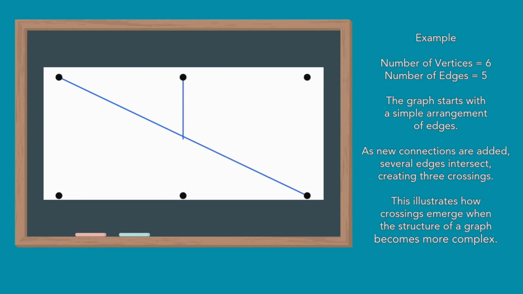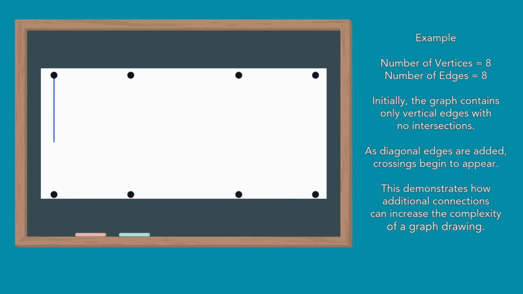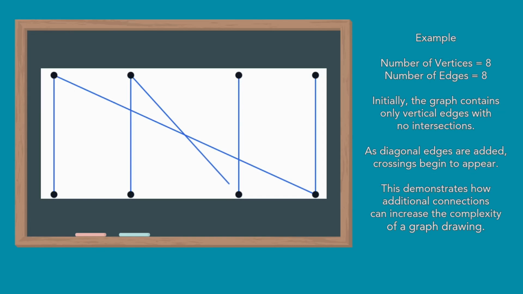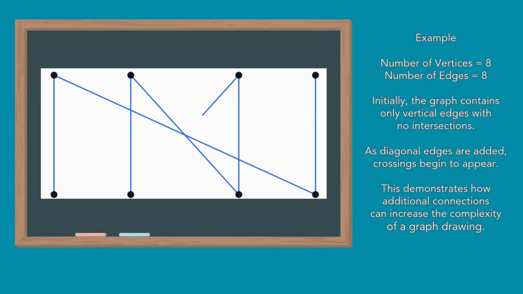Second example. In this example, the graph consists of 8 vertices and 8 edges. Initially, the graph contains only vertical edges, creating a simple structure with no intersections or crossings. This arrangement makes the connections easy to visualize and understand. As diagonal edges are added, the graph becomes more connected and visually complex. Some of the new edges intersect with existing ones, creating edge crossings. This example shows how adding more connections can increase the complexity of a graph and make its layout more challenging to represent clearly.